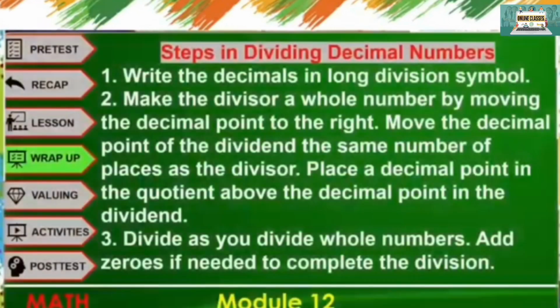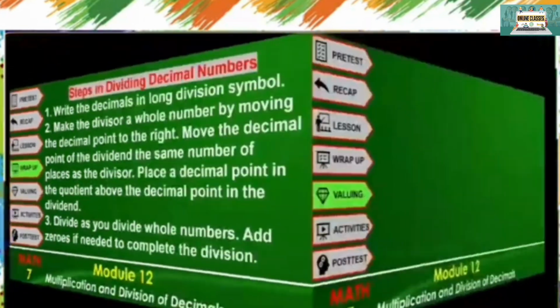And these are the steps in dividing decimal numbers. Write the decimals in long division symbol. Make the divisor a whole number by moving the decimal point to the right, and move the decimal point of the dividend the same number of places as the divisor. Place a decimal point in the quotient above the decimal point in the dividend. Divide as you divide whole numbers. Add zeros if needed to complete the division.